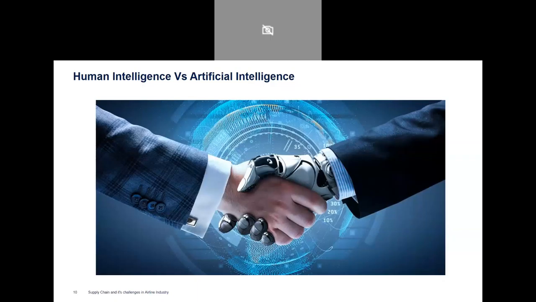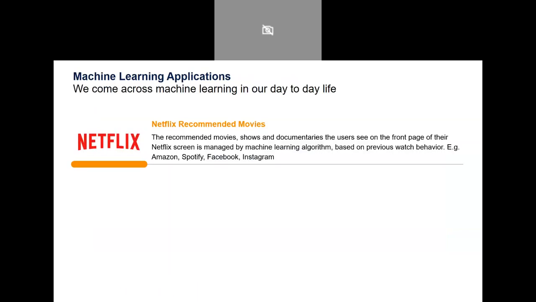To insist on this point comes my next slide: machine learning applications. I would like to list some applications which we come across in our day-to-day life, so you could easily relate and say, okay, this is a machine learning application running behind. So, Netflix. During these lockdown days, you would have been using Netflix most. Whenever you log into Netflix, you see recommended movies on the homepage. These recommended movies are also based on an algorithm behind.